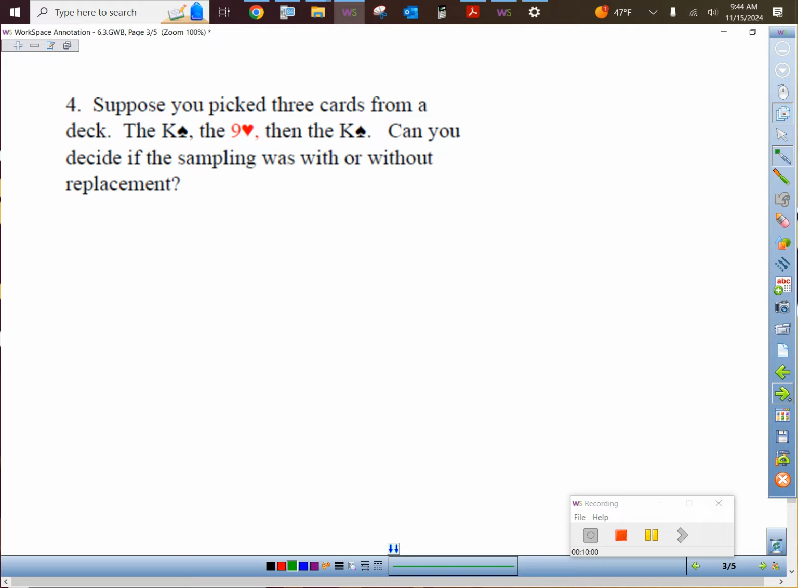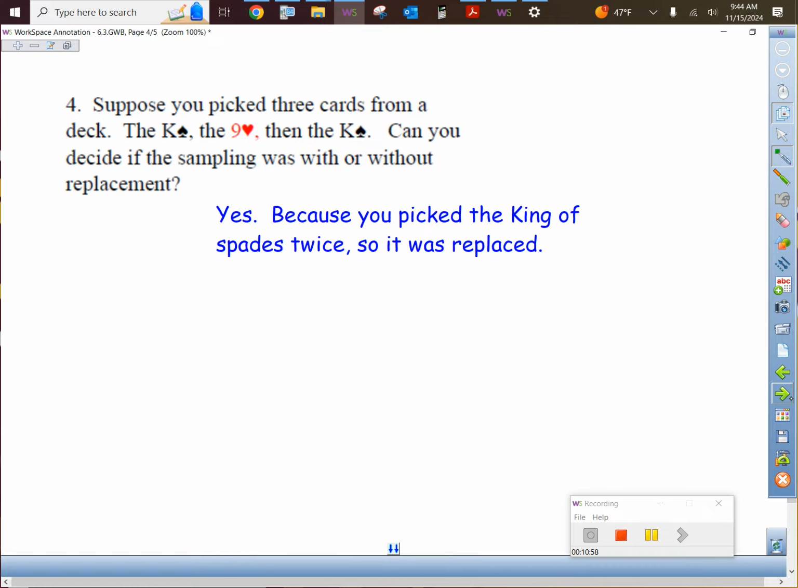Then I showed you the 9 of Hearts. Then I showed you the King of Spades. Did I use replacements? Yes is the answer. How do you know that I replaced the cards before I drew another one? Would you believe the King of Spades showed up 2 different times, right? And there's only one of them in the deck, right? So the answer to that is yes, because we picked the King of Spades twice.